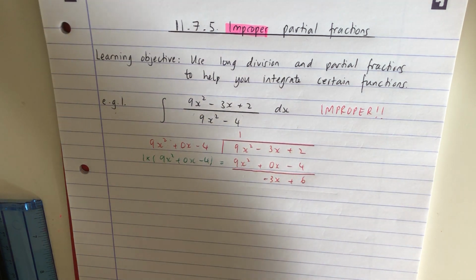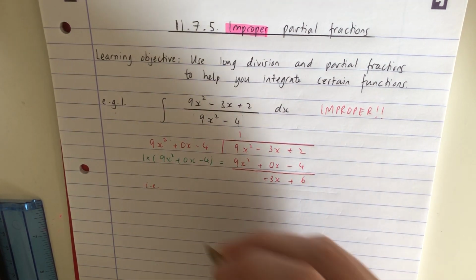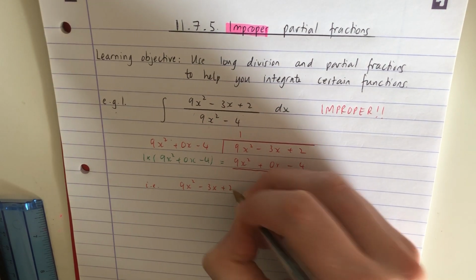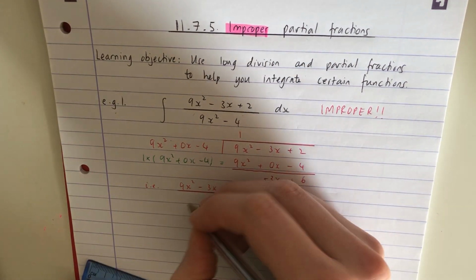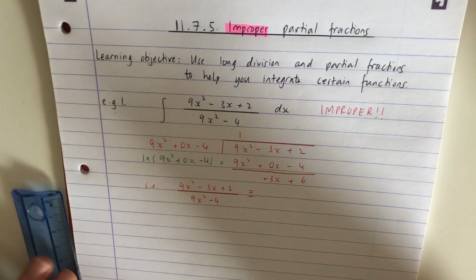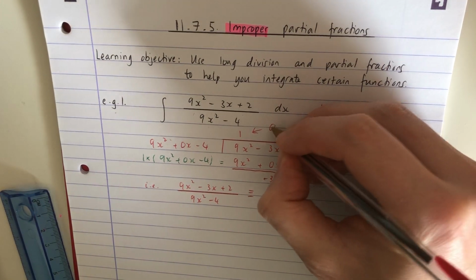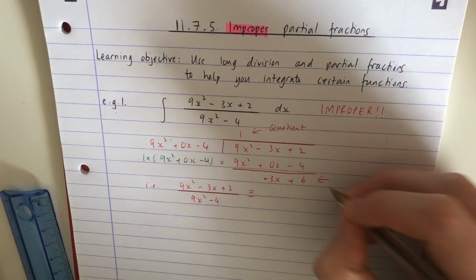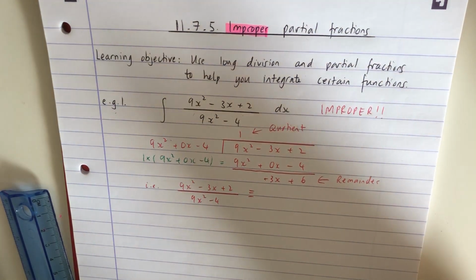And in other words, 9x squared minus 3x plus 2 over 9x squared subtract 4 is identical to, right, that bit at the top has a name. It's called the quotient, how many times it goes in. And that bit at the end you're more familiar with, that's called the remainder, what's left over.